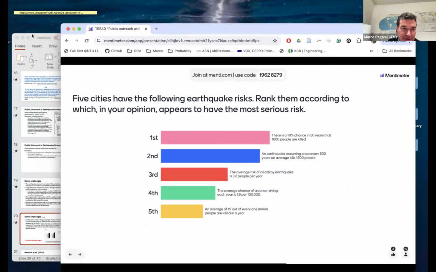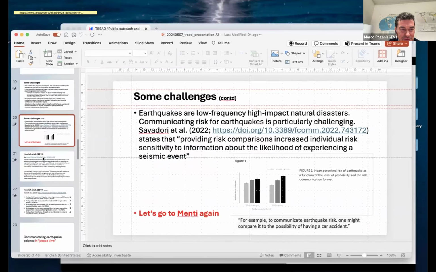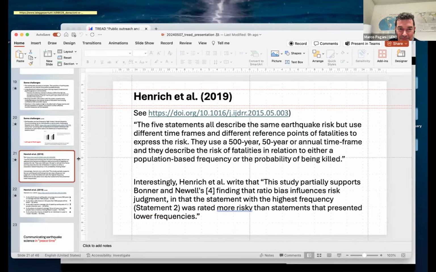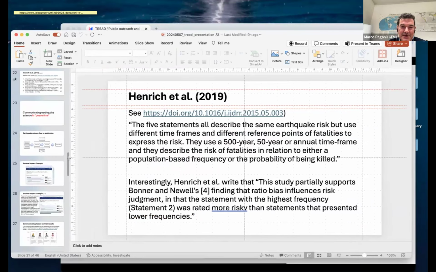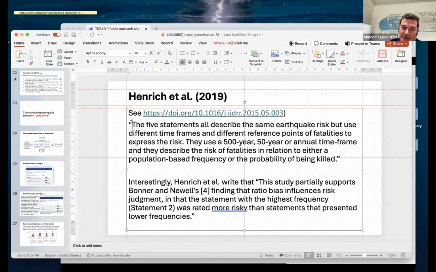By the way, this is not something I created, but I'm going to the next slide. This is actually a questionnaire that was used by Enrique et al., and you find details in this paper. So the 5 statements that I've been presenting to you are describing the same earthquake risk, but phrased in a different way. They use either a 500 years, 50 years, or annual time frame, and they describe the risk of fatalities in relation to either a population-based frequency or the probability of being killed.